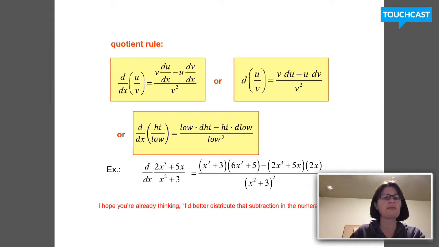So we'll just do an example here. If I want to take the derivative with respect to x of this quotient, 2x cubed plus 5x divided by x squared plus 3, this is the bottom function times the derivative of the top minus the top function times the derivative of the bottom, all over the bottom function squared. So let's get started.